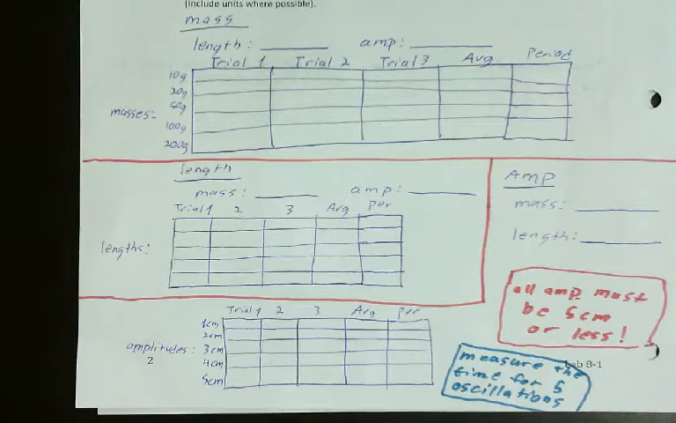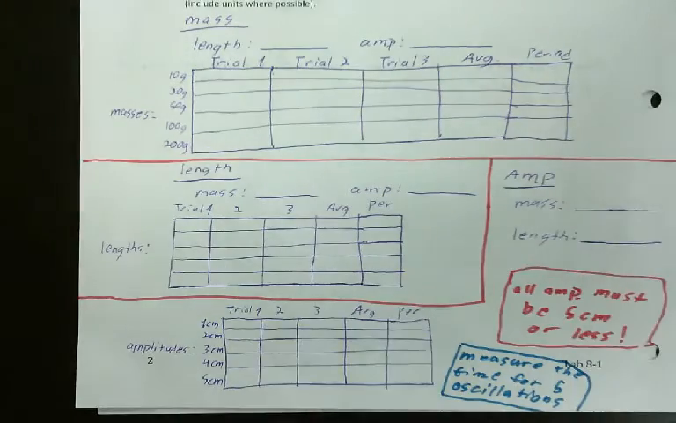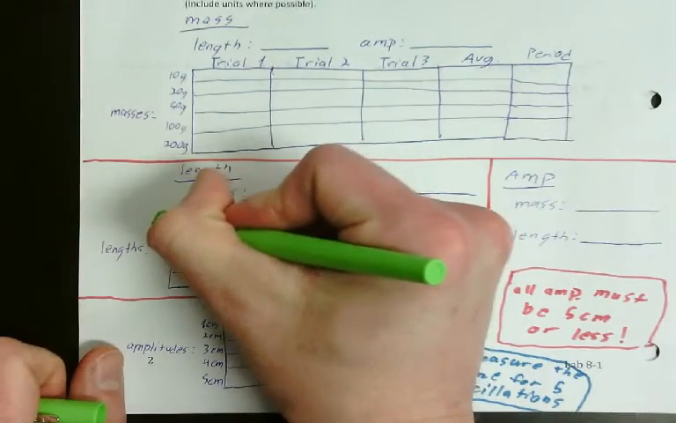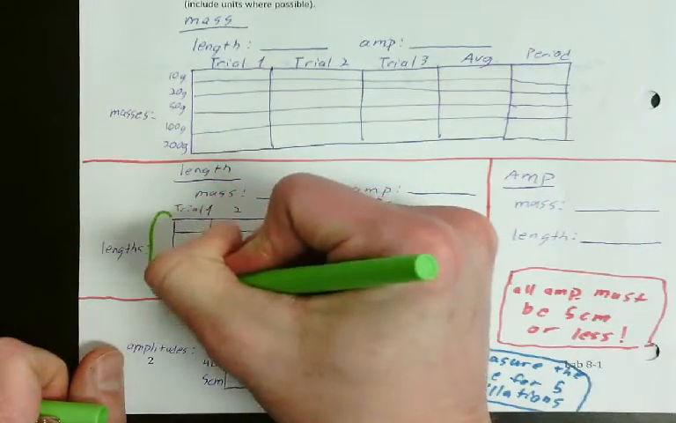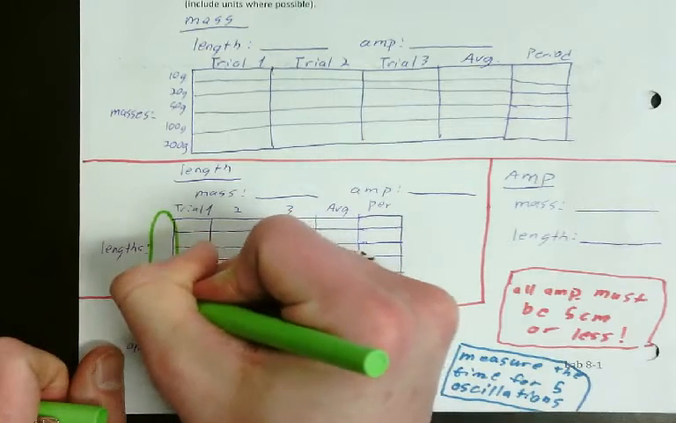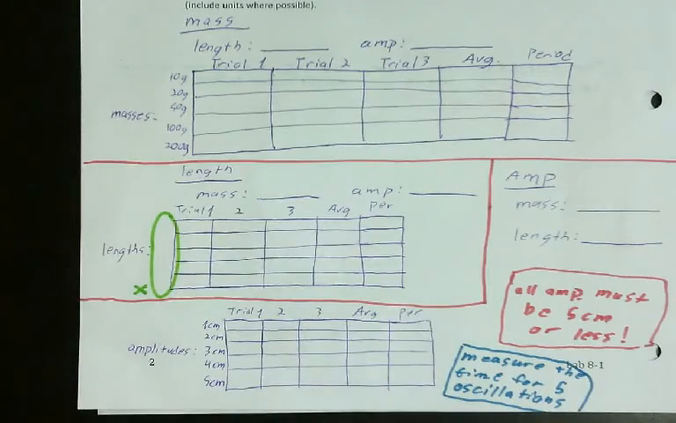So what I want you to do is circle two things. The first thing I want you to circle is the length numbers. So find your length numbers and circle them. And next to it, write x. That's to remind you that that's the x side of the data table. Now I want you to find period squared and circle that.